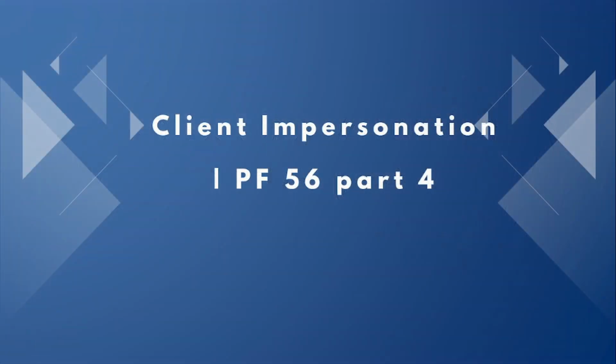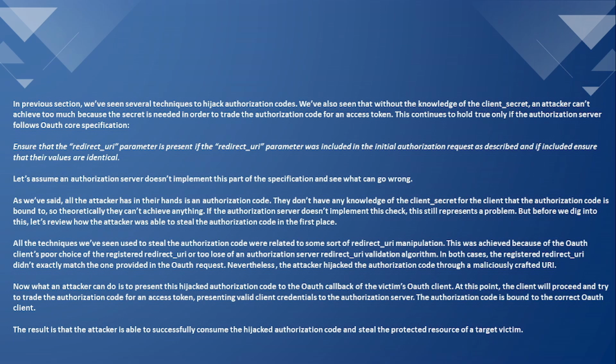Focus on PF56 part 4, that is client impersonation. So in the previous section we have seen several techniques to hijack authorization codes. We have also seen that without the knowledge of the client's secret, an attacker can't achieve too much because the secret is needed in order to trade the authorization code for an access token.